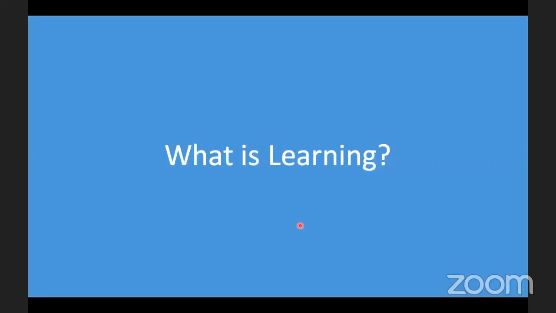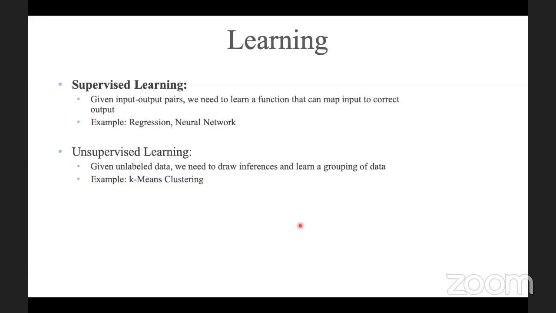So what is learning? Last time I described that learning is basically reducing the error or cost function. For the overview, there are three kinds of learning, but we will only be discussing supervised learning in detail. Supervised learning is what I described last time. You have a set of input-output pairs, and you need to learn a function that can map the input to the correct output. Its example would be regression or a neural network.